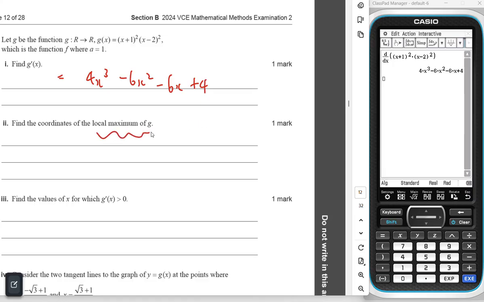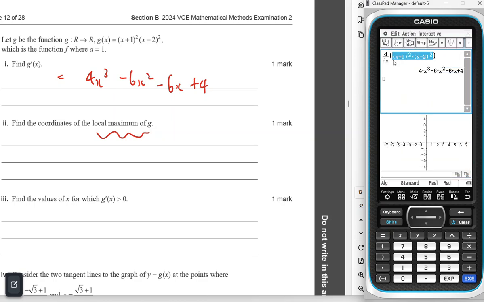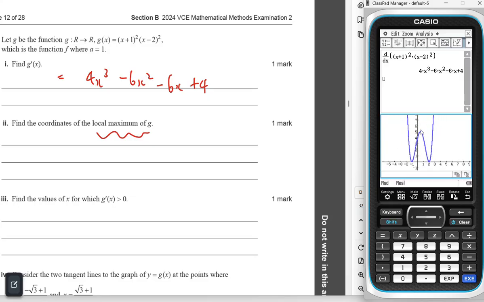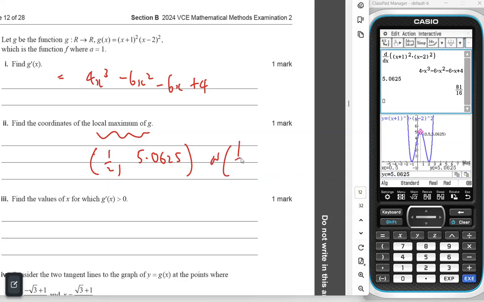Find the coordinates of the local maximum of G. There's only one local maximum of G and it's up there. Analysis, G solve max, and it's at 1/2 and that value. So it's 1 mark, 1/2 and 5.0625, which is exact by the way. Or if I want to turn that into an exact value, pick that up, press execute, or I could write 1/2, 81/16.